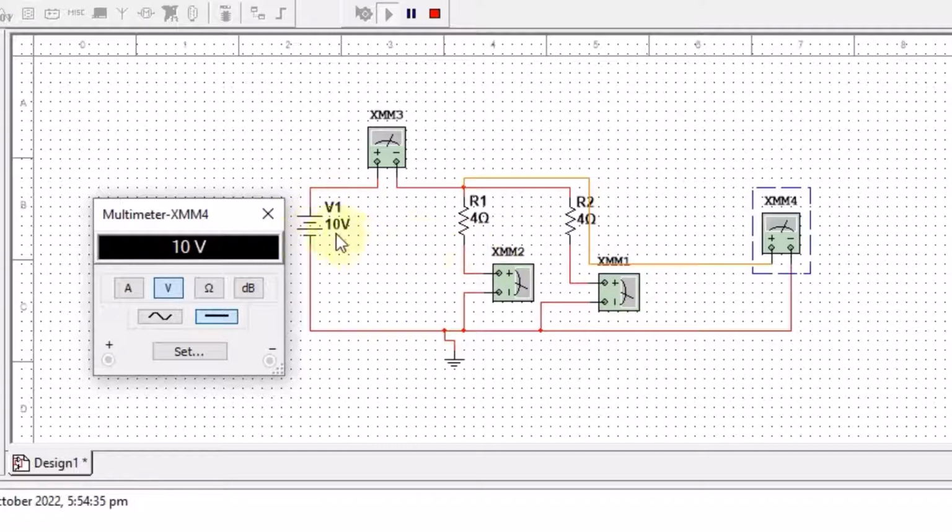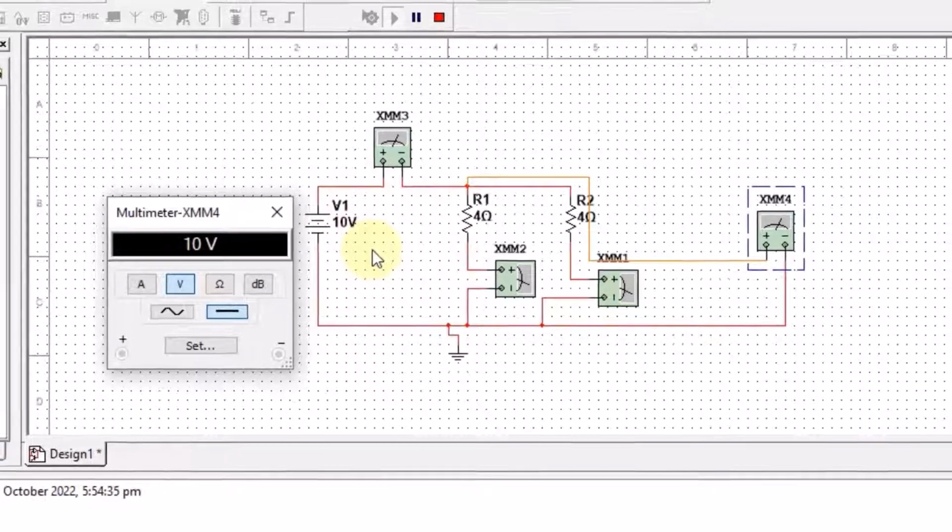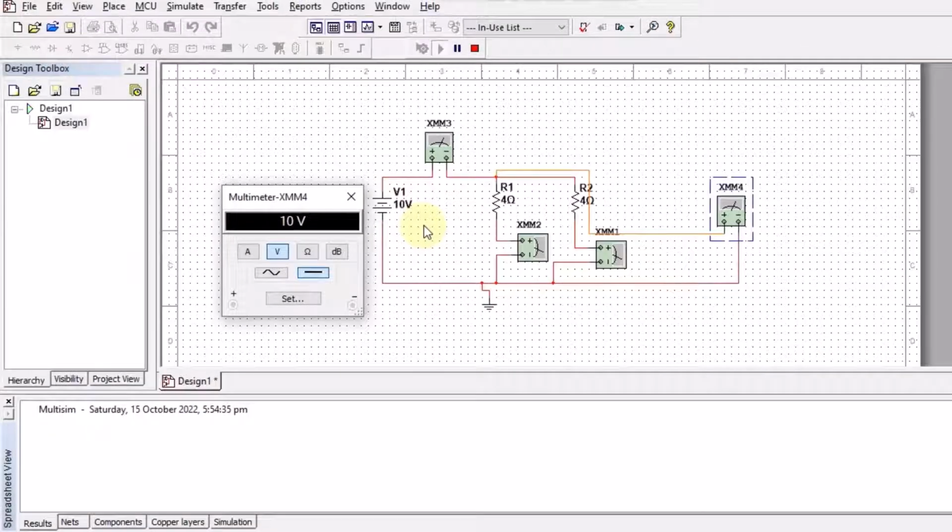Okay, so that's it for today, in which we have seen the characteristics of a very simple parallel circuit in which two resistors are connected in parallel with each other and with the source. Thank you so much, and I will see you with some more questions like this in our upcoming videos. Thank you.